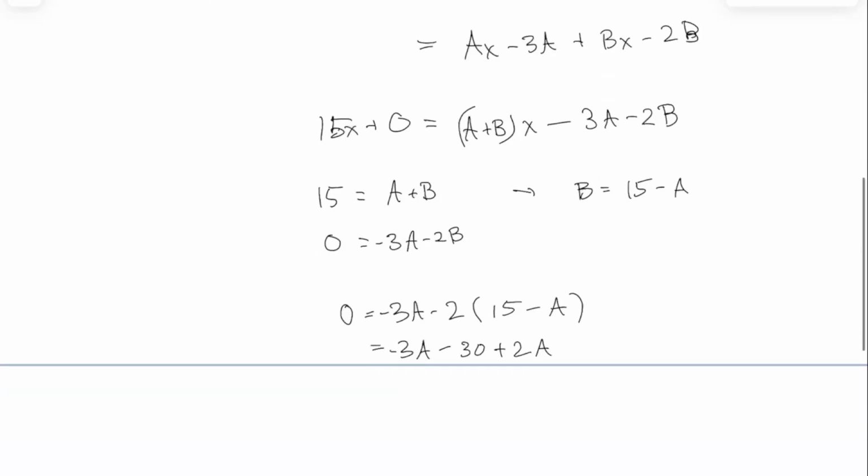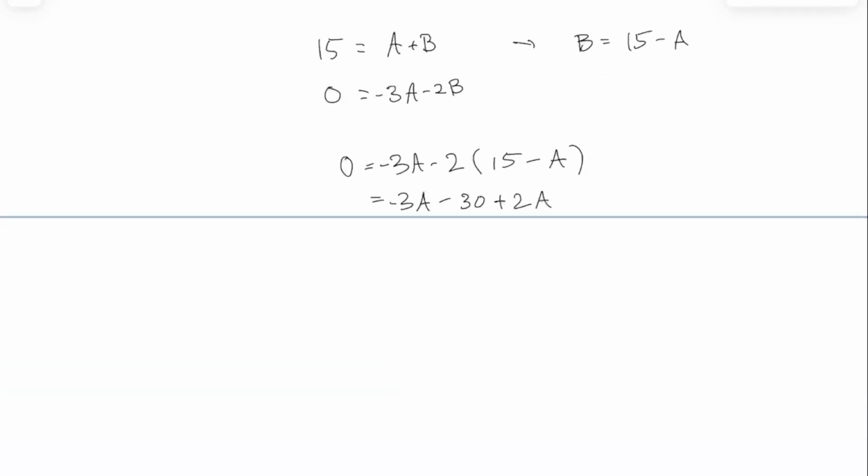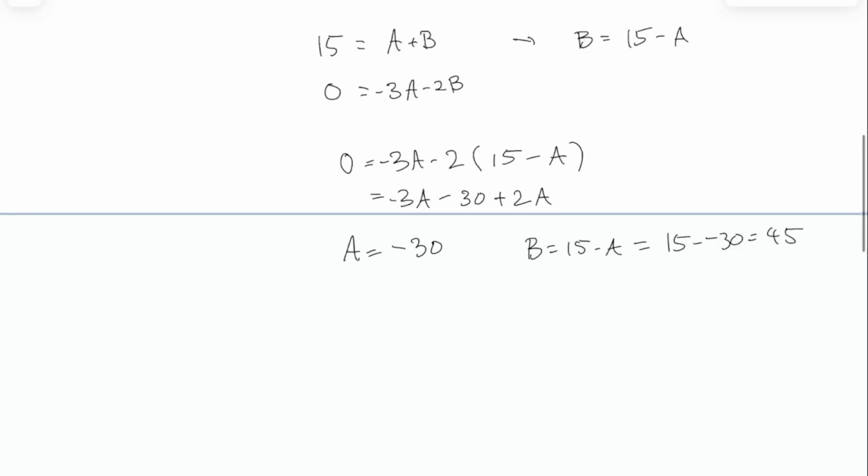Yeah, I think I now am going to agree with what it says on my paper. So I can add the A's to the other side. It'll be just A equals minus 30, right? Okay, and what about B then? B is 15 minus A. So this would be 15 minus negative 30. That's 45. It's enormous numbers. All right.